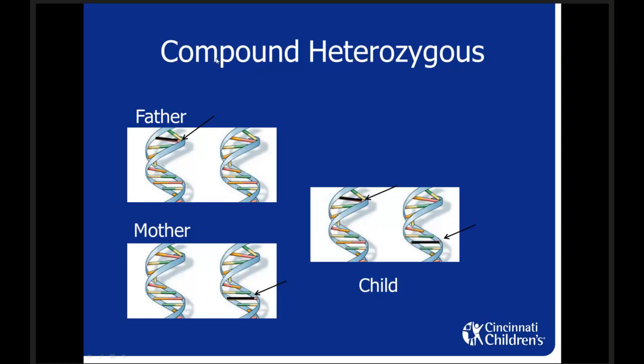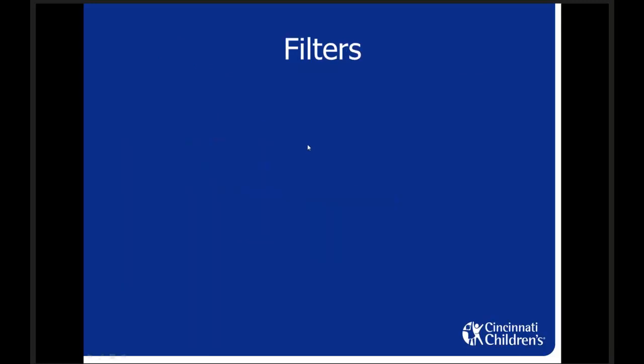So now the next type of polymorphism I want to talk about is compound heterozygous polymorphisms. These are going to be polymorphisms where the father is heterozygous at one position, the mother's going to be heterozygous at a different position, and both of these polymorphisms are going to be in the same gene. The child inherits both polymorphisms, and the net result is that both copies of the gene can be potentially affected.